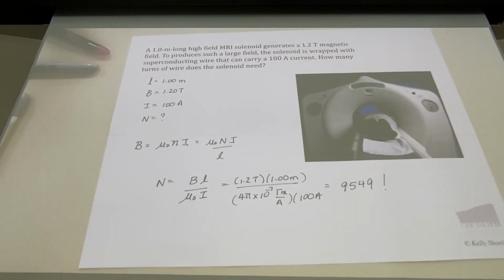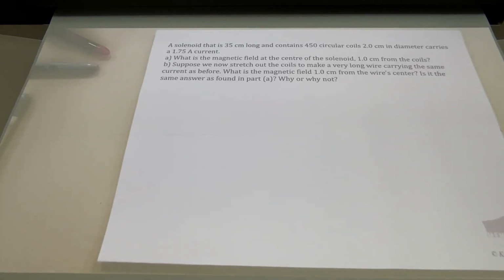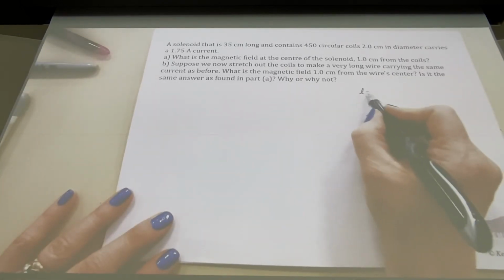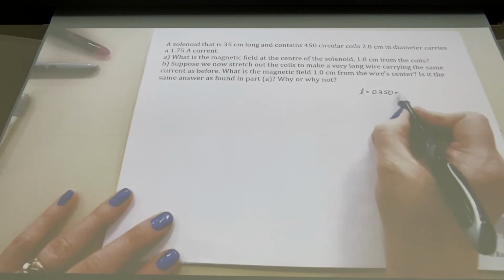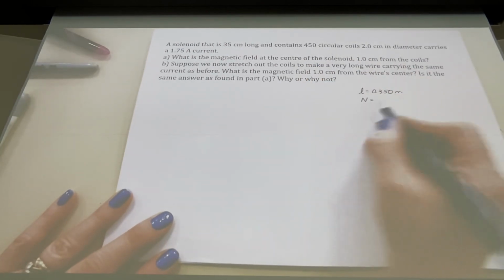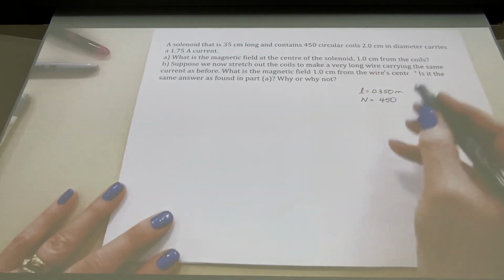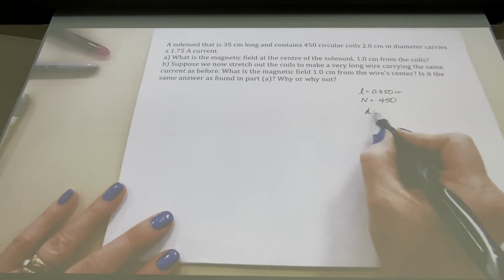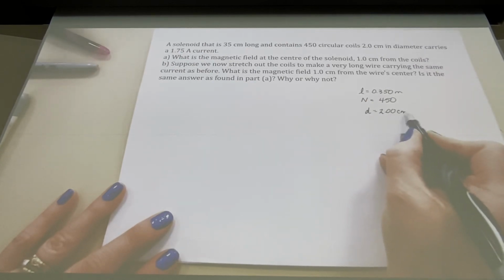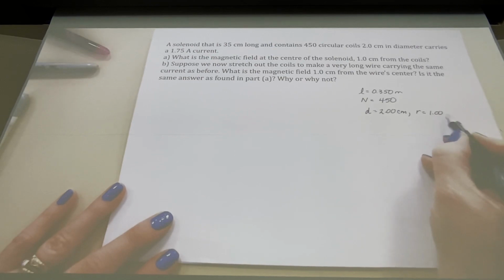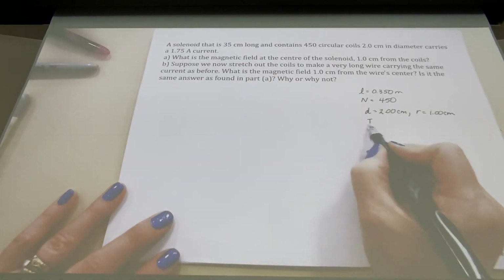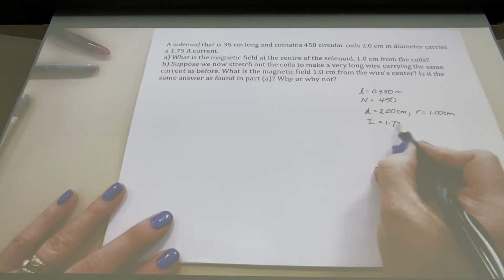So another example, still kind of plug and chug. A solenoid is 35 centimeters long. Make a list of the things that we know. Length is 0.350 meters. Contains 450 circular coils, so that's our capital N. 2 centimeters in diameter, so the diameter D is 2 centimeters. The radius is half of that, 1 centimeter. Carries a current of 1.75 amps.